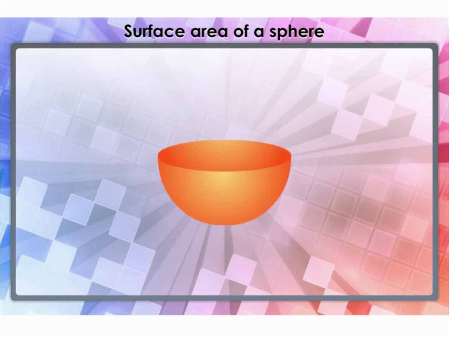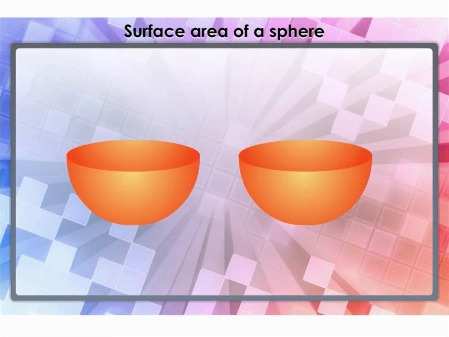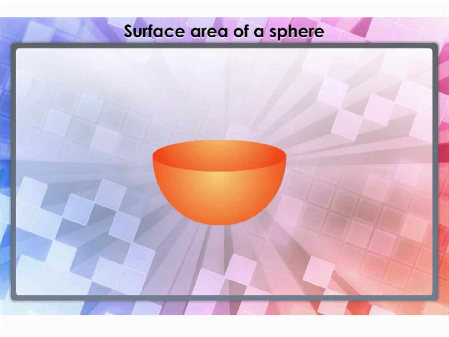Next, let's learn about the hemisphere. A hemisphere looks like this. How is a hemisphere obtained? Here is the procedure. Take a sphere and cut it into half. The sphere gets divided into 2 equal parts. Each part is called a hemisphere. A hemisphere has 2 faces: a flat surface, which is called the base, and the curved surface.